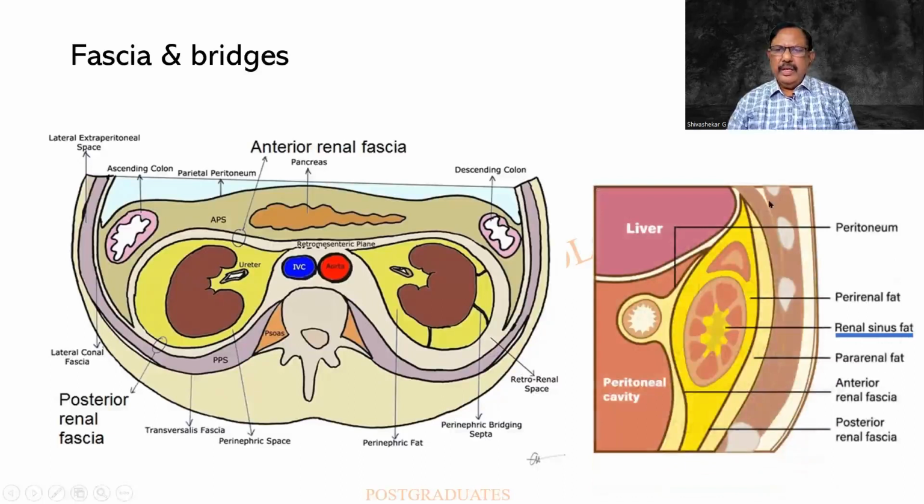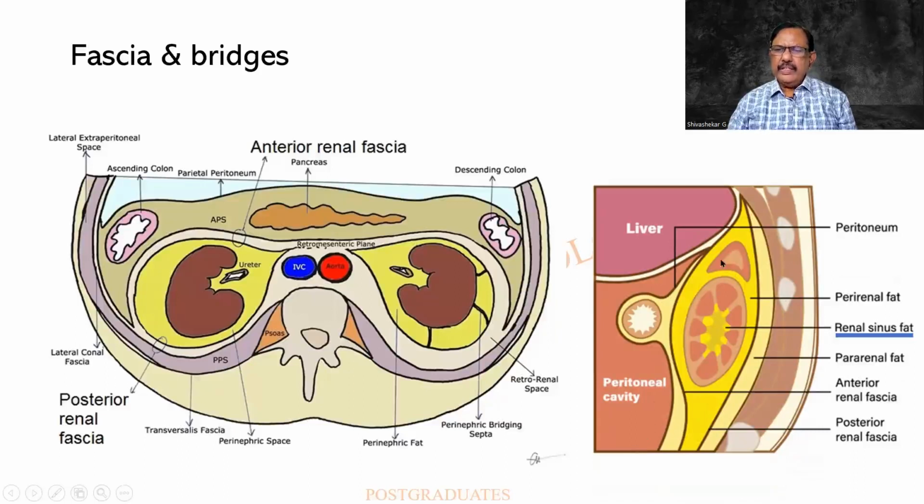This is again a very superb sagittal section of the same. There is a liver on one side, the peritoneal cavity, the kidney, of course, the pyramids have been diagrammatically depicted. There is the renal sinus, the central region out of the pelvis, where there can be fatty tissue. That is why you have got the yellow color. And there will be the pararenal fat also. So there is a perirenal fat and a pararenal fat.